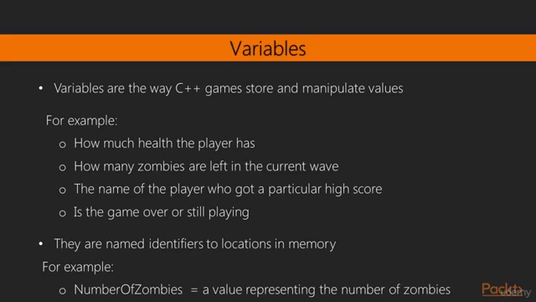If you need to remember the name of the player who got a particular high score, you guessed it, we need a variable for that. Is the game over or still playing? Yep, that's a variable too. Variables are named identifiers to locations in memory. So we might name a variable numberOfZombies, and that variable could refer to a place in the memory that stores a value representing the number of zombies that are left in the current wave.